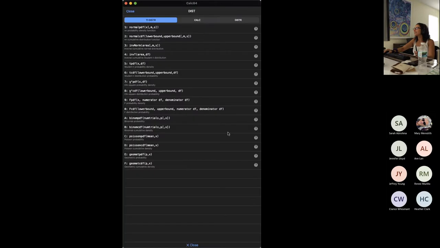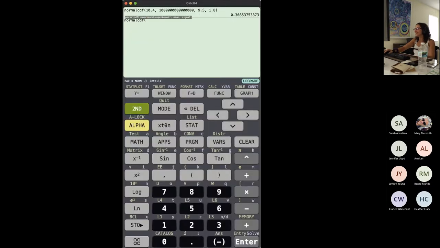Obviously, multitasking is not working this morning. 10.4, and then let's do 1E99 for my positive, and then 9.5, and then 0.29199. Okay. So 0.0010 approximately, rounded to four digits to the right of the decimal.